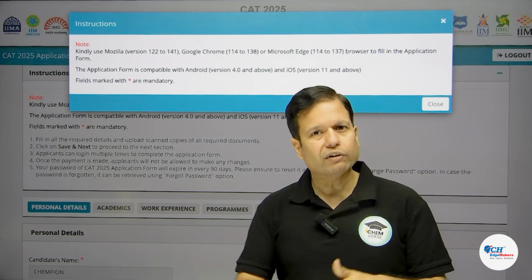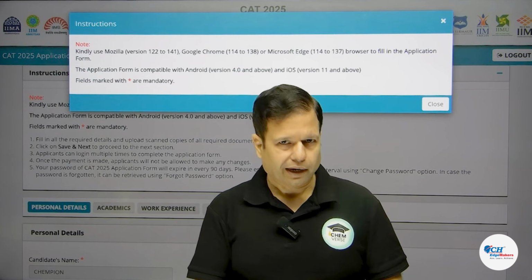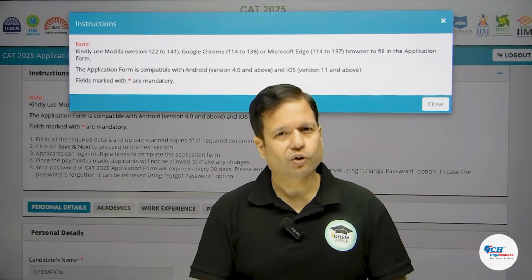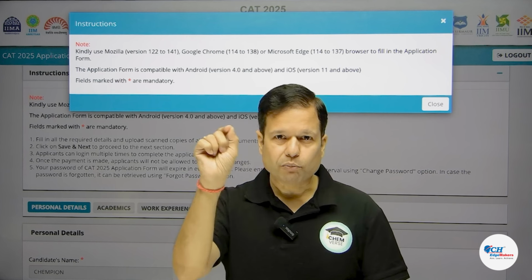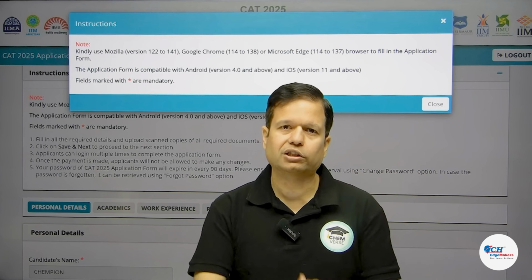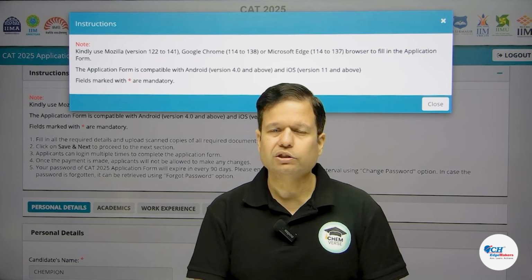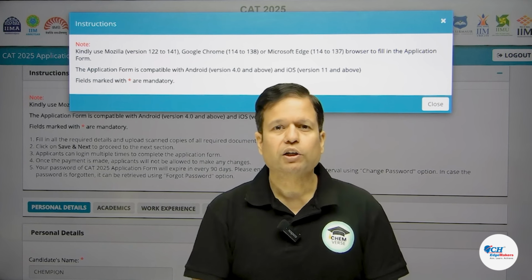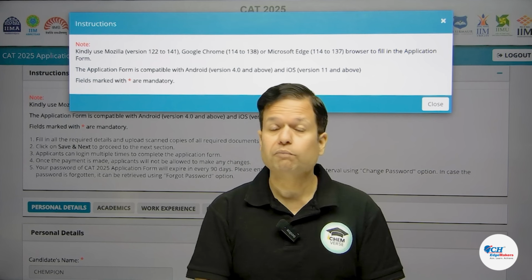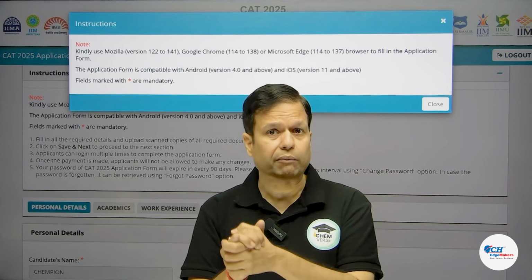So whenever you are filling this application form, you should have a few things ready. You should have a scanned copy of your photograph, a scanned copy of your signature, your 10th mark sheet, 12th mark sheet, and graduation mark sheet. If you have some work experience, then certificates related to that. If you belong to SC, ST or other category, then the category certificate. All those things should be ready with you when you begin filling the application form.